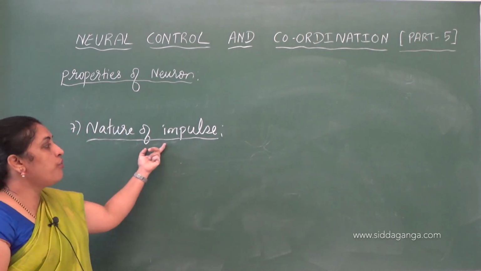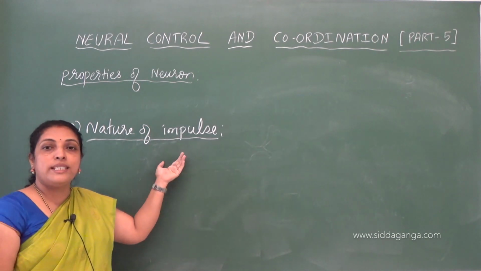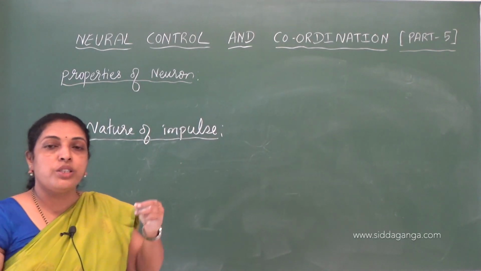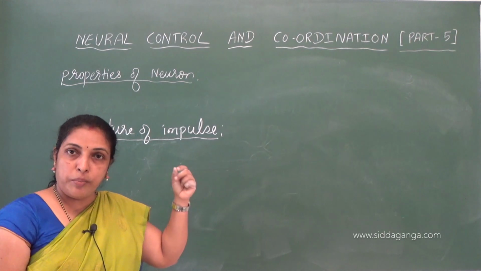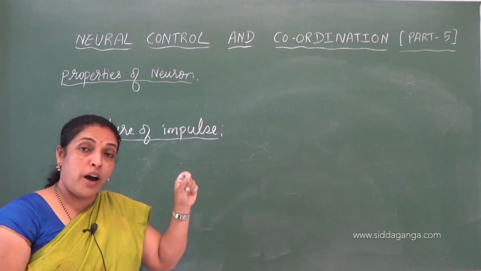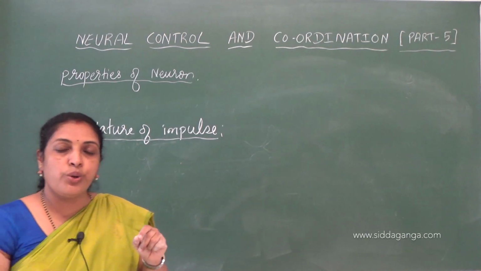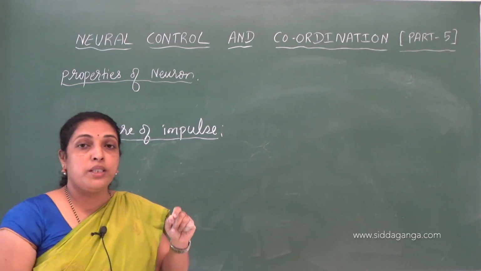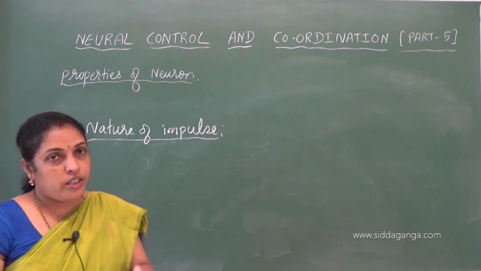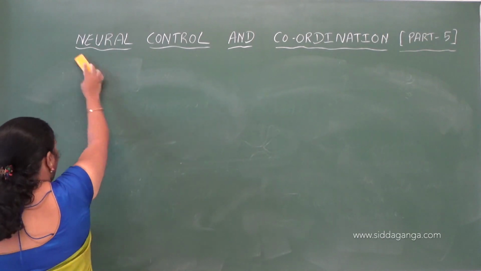So, the nature of the impulse carried from the sense organs to the brain is the same. All the impulses from the different sense organs are carried in the same way to the brain. How it is differentiated or registered in the brain is mainly based on the different parts of the brain that receive it. That is about the nature of impulse. So, these are all the properties of neurons.